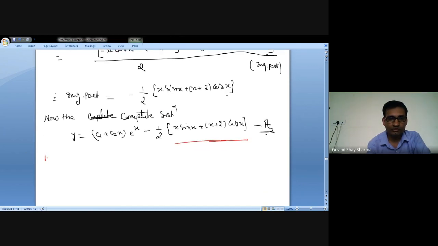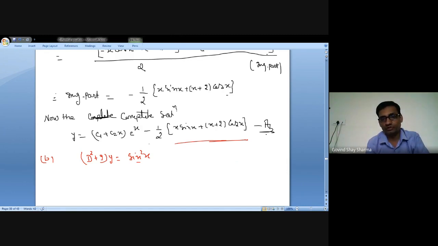Second example: d square plus 9, y is equal to sin square x. I hope you can understand the above question very well. e to power iota x is equal to cos x plus iota sin x. So we apply this method.